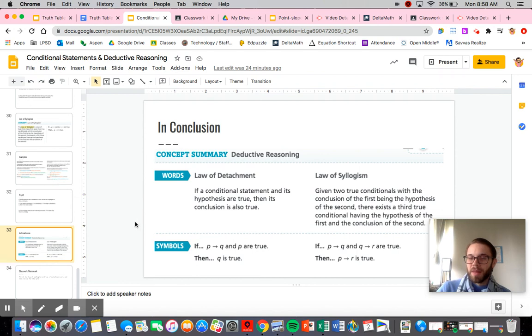So again, law of detachment. If P implies Q and P are true, Q is true. Law of syllogism. If P implies Q and Q implies R, then P implies R. All right. And that's everything you need to worry about for these.